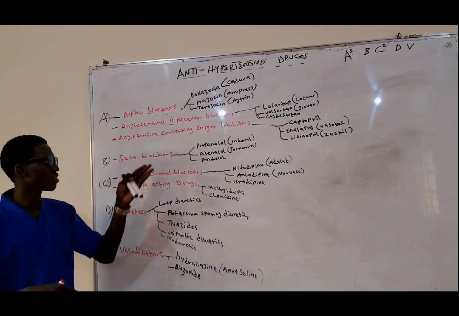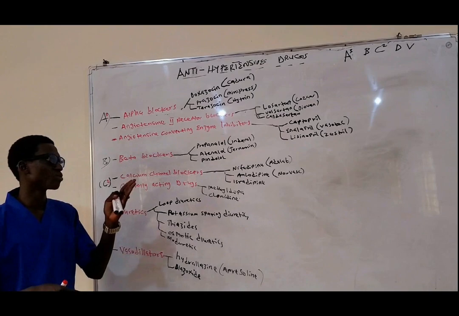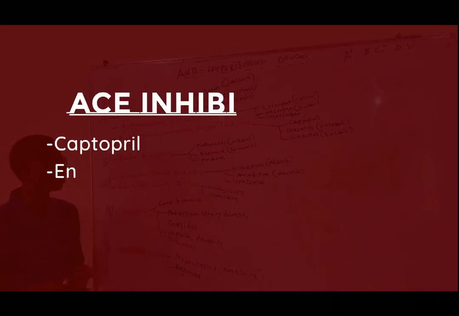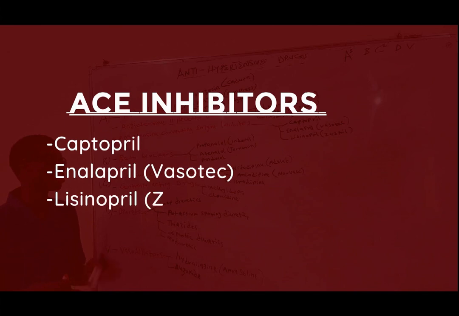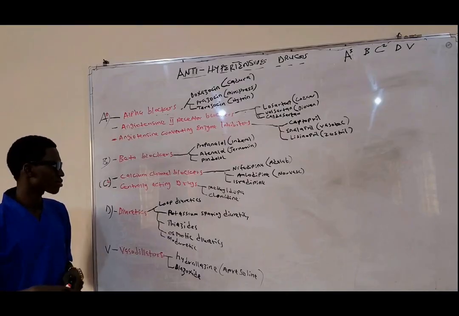Examples of angiotensin converting enzyme inhibitors are captopril, enalapril, or you call it Vasotec. Then we also have lisinopril, or you call it Zestril. These are drugs that belong to angiotensin converting enzyme inhibitors. When you look at it, their suffix ends with pril. And look at this suffix, they are just similar words or the same words that end in the drug names, and they are called suffixes.